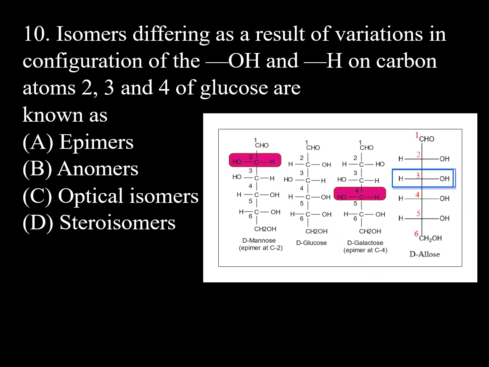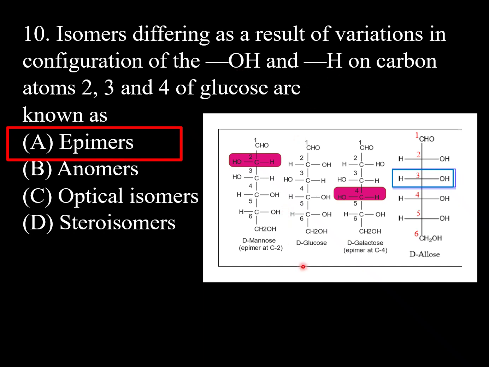Question number 10: isomers differing as a result of variations in configurations of the hydroxyl and hydrogen on carbon atoms 2, 3, and 4 of glucose are known as: A, epimers; B, anomers; C, optical isomers; D, stereoisomers. The right option is epimers. Here they have asked about different carbons: some monosaccharides may differ in configuration at carbon number 2, some at 3, some at 4, with only the configuration of hydrogen and hydroxyl varying.